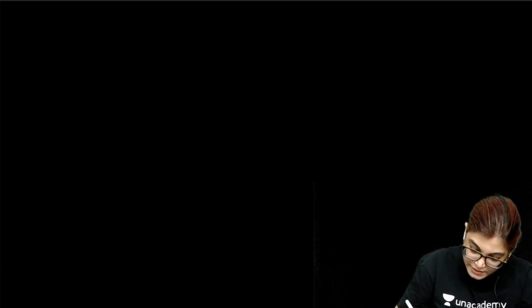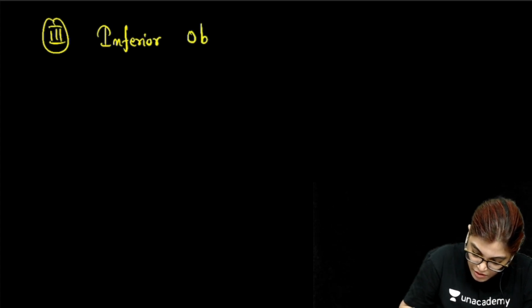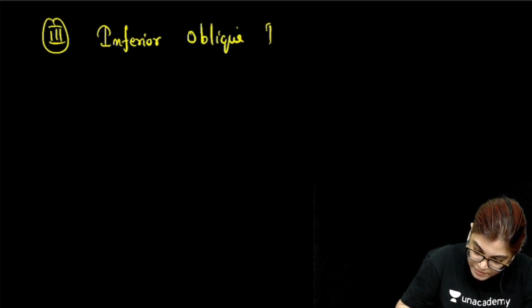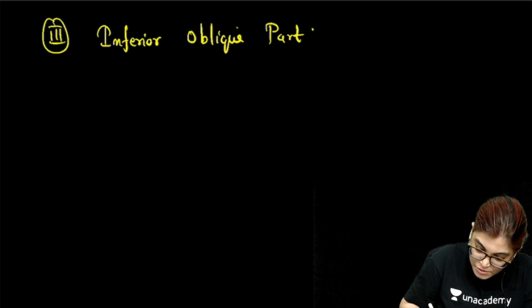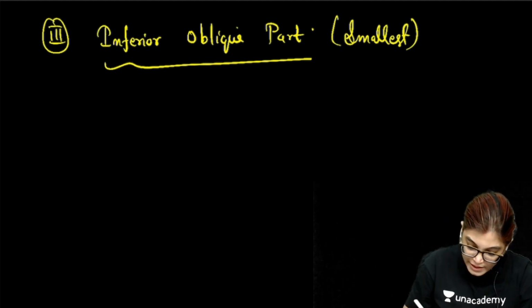Now coming to the third part. The third part is the inferior oblique part. This is the smallest part of the longus coli muscle.